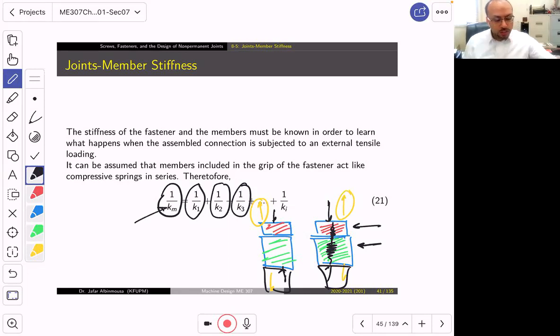Now, the last word I want to tell you is this. It may look like, wow, this is a lot of work. But if I told you that in order to find the yielding strength, the yielding factor of safety, for the joint, you will need KB and KM. In order to find the fatigue strength, you may have fatigue loading. You will need KB, KM. Then you will understand that finding KB and KM is actually the most important part of the whole process.